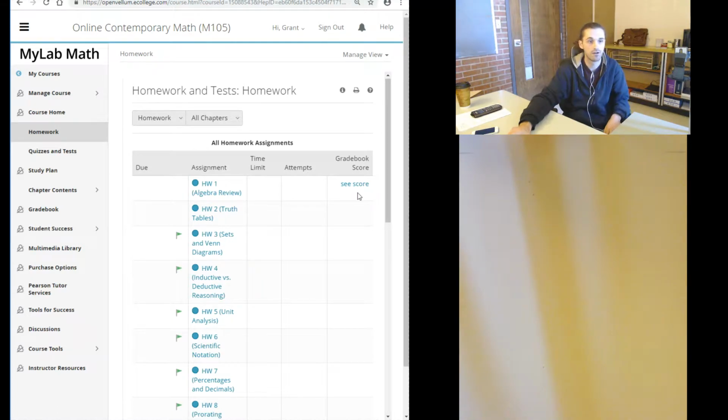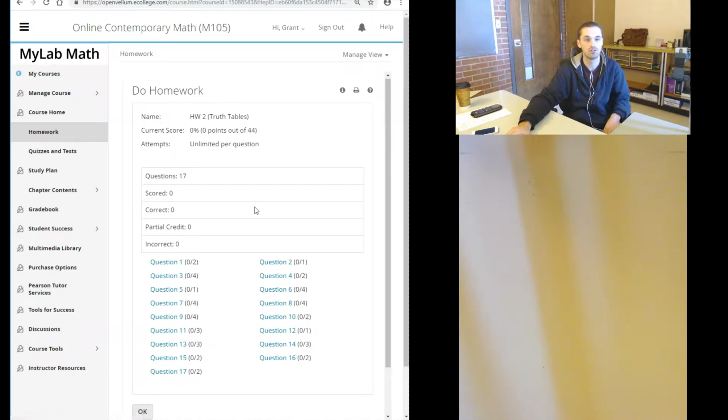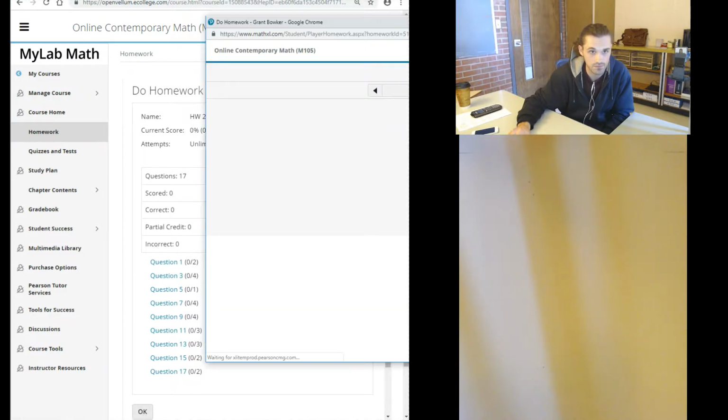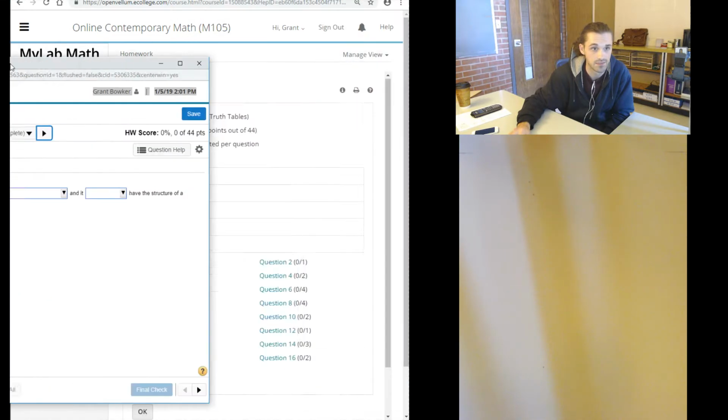All right, here we are on to homework number 2, truth tables. So, to let you know, if truth tables feel difficult, they shouldn't. It's coming from the fact that truth tables are a study of logic, so everything you do should feel logical. So let's run through some of these problems.